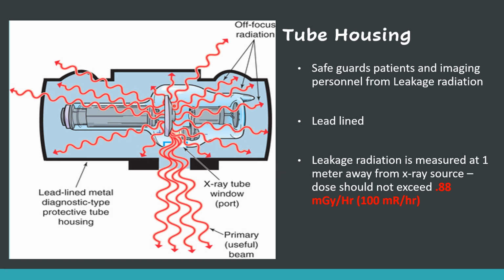So X-ray can leak from the X-ray tube, from the port window. Here's the primary beam. This tube is lead lined. Okay, it can also leak from the collimator as well.